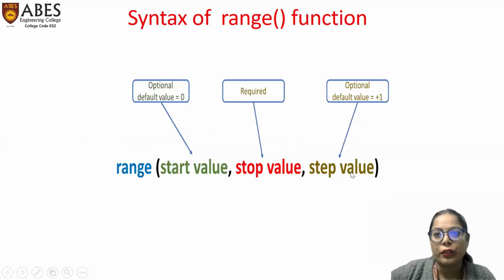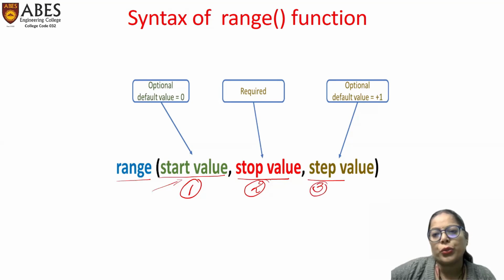Now this is the syntax of a range function. First you will write range, and then in parenthesis, the first parameter will be the start value, second will be the stop value, and third will be the step value. You have to mind the sequence: first will always be your start value, second will always be your stop value, and third will be your step value. The order should be the same.